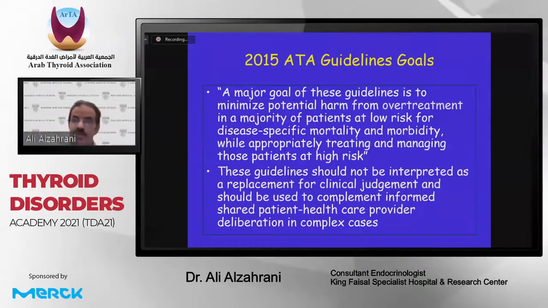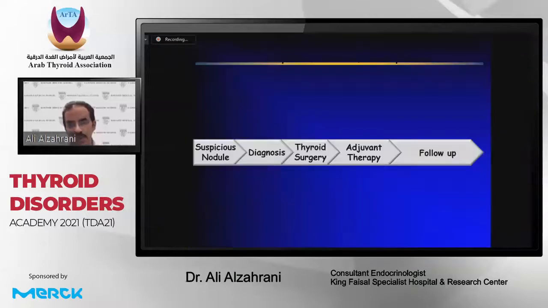So what they're telling you here is be careful, don't overtreat patients who are low risk, but at the same time, treat adequately those who are high risk. At the same time, don't take the guidelines as Quran, just treat them as guidelines and use your brain and your clinical skills to decide how to treat the individual patient.